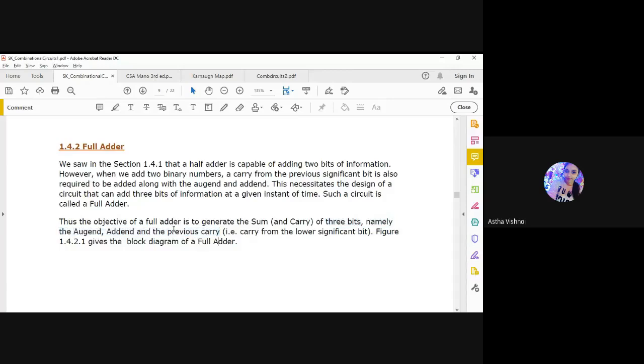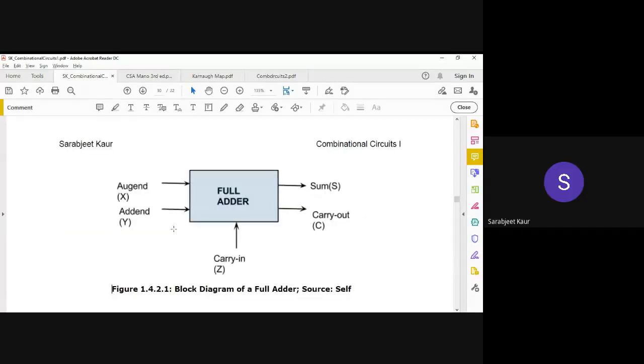No, ma'am. Accordingly, we can draw the block diagram of the full adder. You can see here the full adder, the 3 inputs, augend, addend, and carry in, represented by X, Y, and Z, and the 2 outputs, namely sum and the carry out, represented by S and C literals, respectively. Any problem?